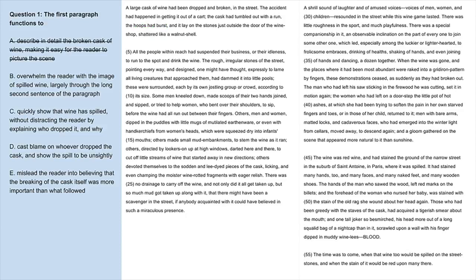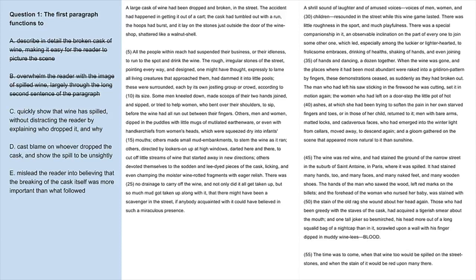B. Overwhelm the reader with the image of spilled wine, largely through the long second sentence of the paragraph. No, the first paragraph certainly doesn't overwhelm us with the image of spilled wine. There is actually no description or imagery at all of the wine itself in paragraph 1, only the cask. So no, it's not B.